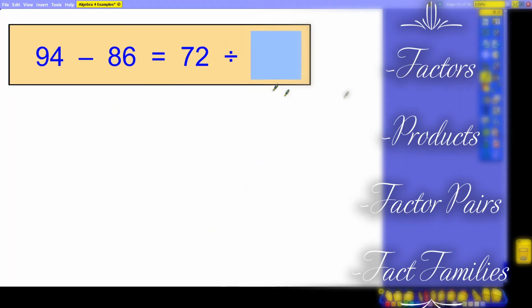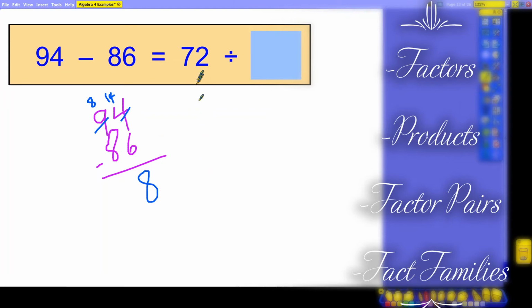Here I have subtraction on this side. Okay, so 94 take away 86. Switch colors. So that's going to be 14, because I'm going to borrow from 9 here. It's going to be 8. 14 take away 6 is 8.